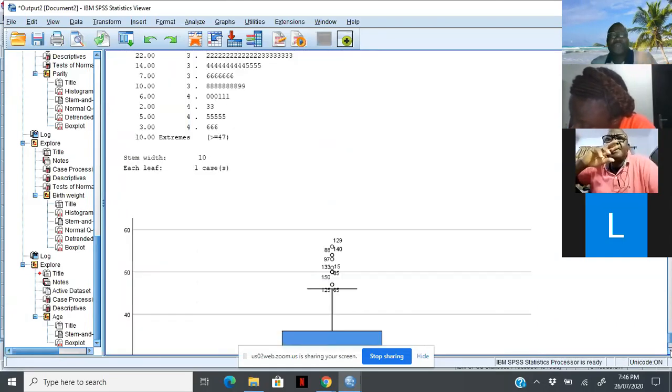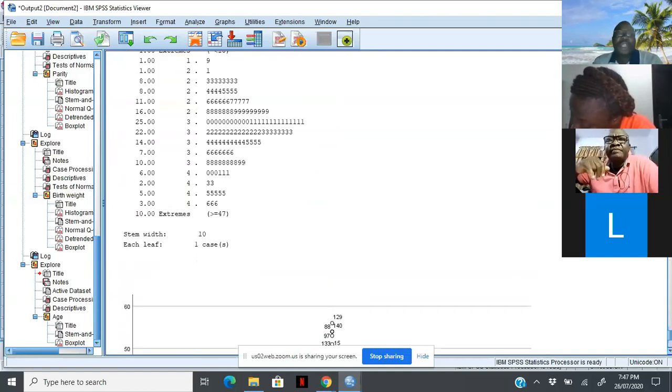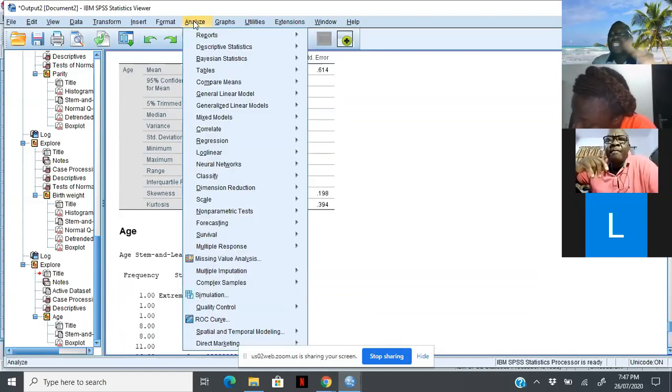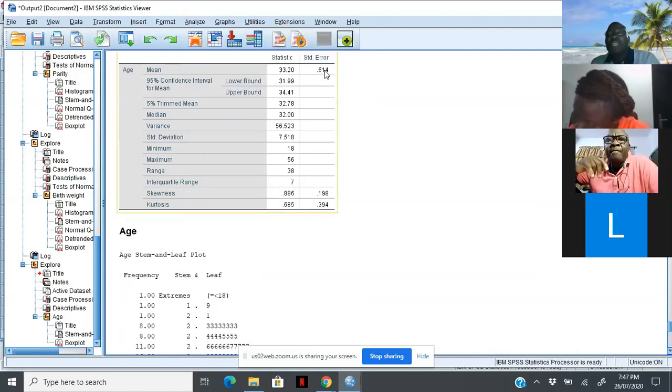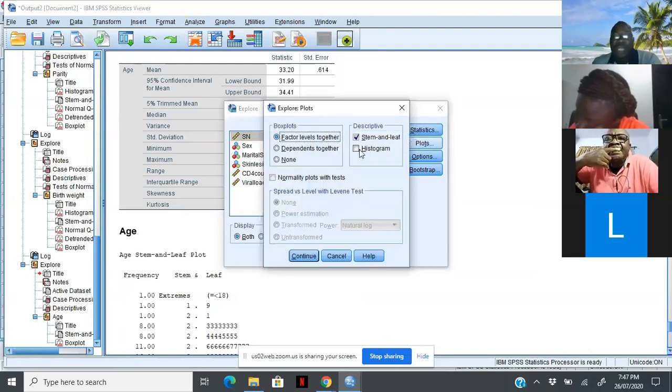Let's see. You cannot share, you will not see the histogram. You didn't click on histogram. So the stem and leaf you will see. Scroll up. You see the stem and leaf. You didn't click. Do it again. By default, the histogram is not clicked. It's stem and leaf that is clicked. Plot. Can you see now? By default, stem and leaf is here, but the histogram now. Then normality plot. Okay. Continue now.